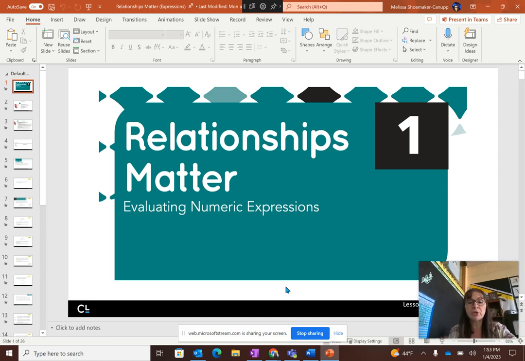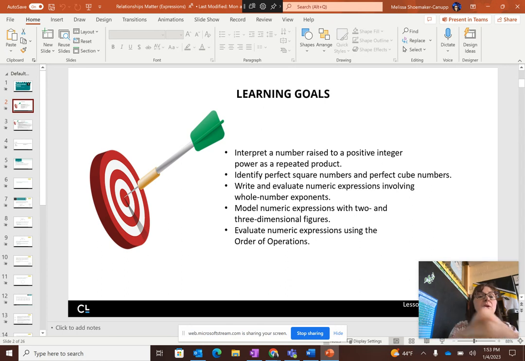So we're going to start working on expressions. The name of our packet is Relationships Matter, and we're also going to be working with relationships and numbers. Our expressions have to be related. So if I said the expression 3 plus 5, we know that is the same as 8. So let's get started here.